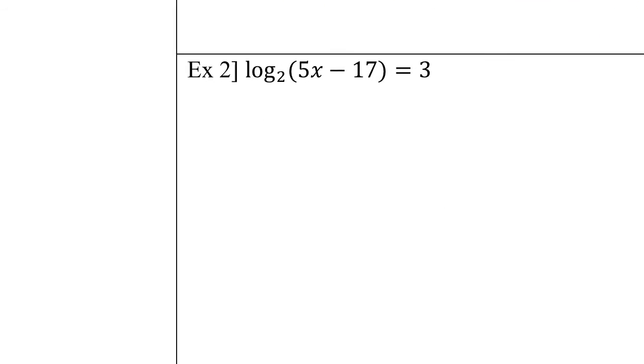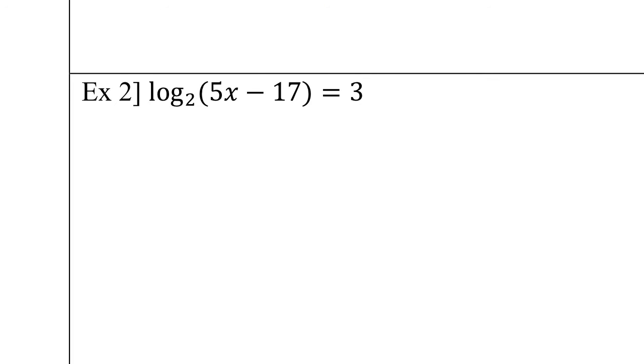Example 2. Log base 2 of 5x minus 17 equals 3. Step 1 above says make sure that there's only one log on either side. In this case, I only have 1 log, so step 1's good to go. Step 2 is rewrite the problem without any logs. In this case, I have situation B. I only have 1 log in this equation, so I'm going to have to change this into exponential form.